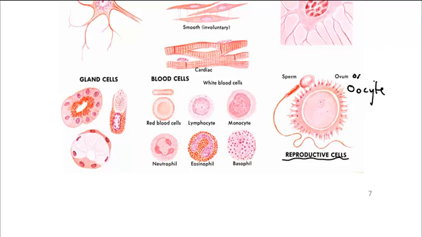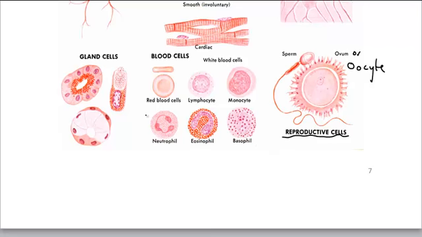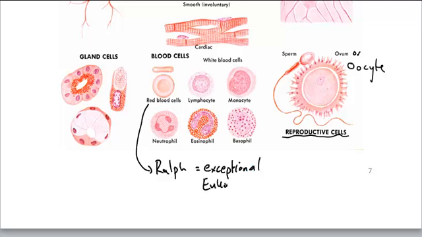Blood cells, we will be discussing in detail, including our red blood cells. Think about Ralph. And he is the exceptional eukaryotic cell. Because, and I'm not going to tell you right now. If you can't remember why, come ask me. Okay?